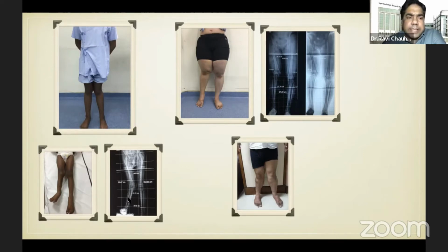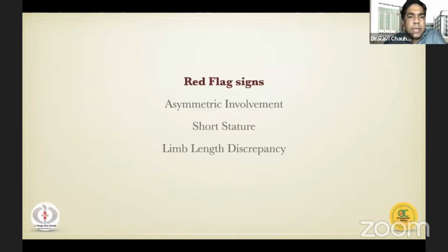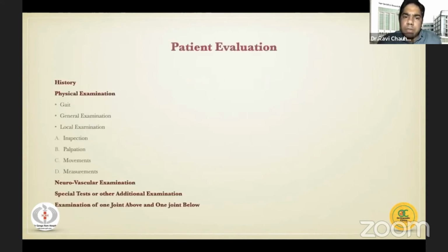Ligamentous laxity, limb length shortening, and short stature are the red flag signs. In this case, you can see there is a bilateral Genu valgus, and there are multiple swellings. This is a case of multiple hereditary exostosis. These are the different presentations of Genu valgus. So what are the red flag signs? They tell us when the Genu valgus is pathological: when there is asymmetric involvement, when there is short stature, when there is a limb length discrepancy. These three features, and certain other syndromic features of the child, can suggest that this valgus is not physiological but is moving towards the pathological side.